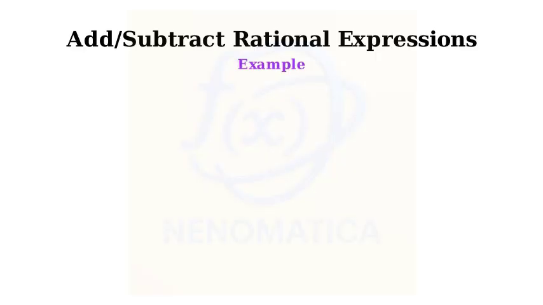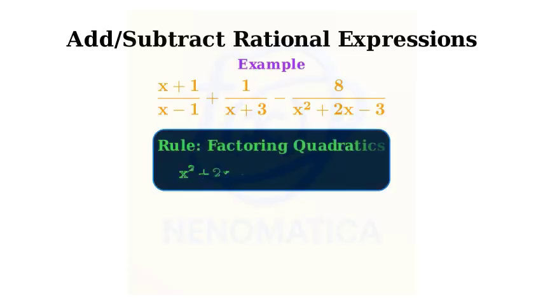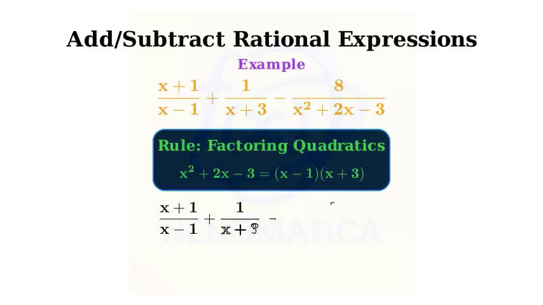Here is our problem. We will simplify the expression by following a clear sequence of steps. Step 1. Factor any quadratic denominators. Here, x squared plus 2x minus 3 factors as (x minus 1) times (x plus 3). Now rewrite the expression using the factored form.